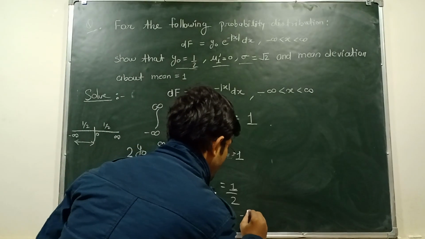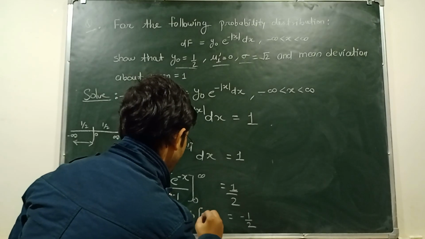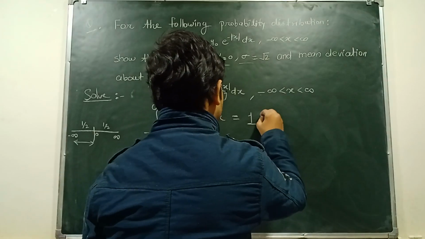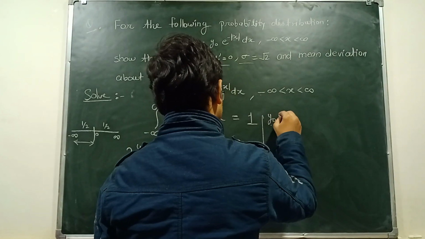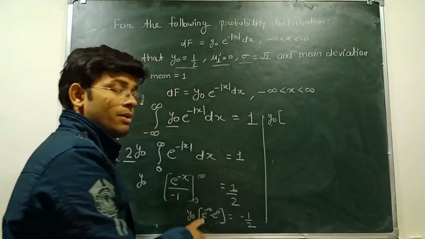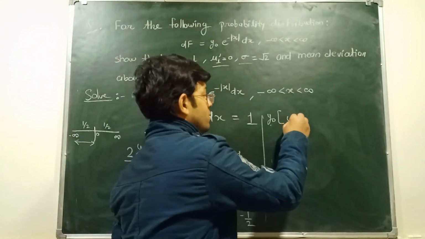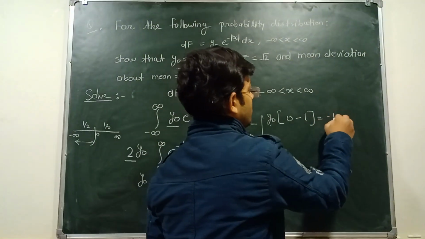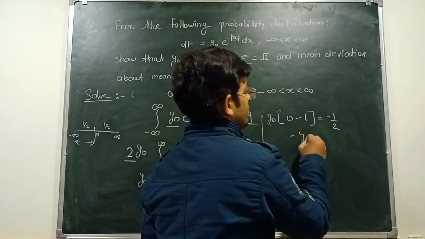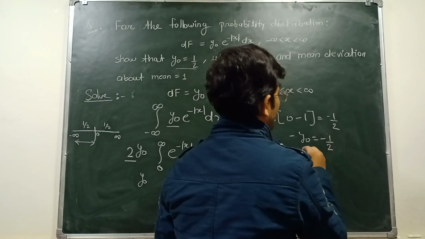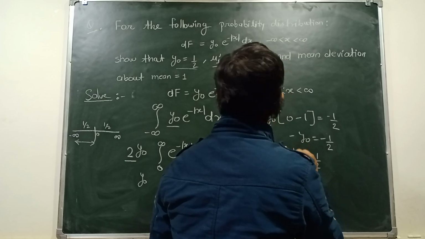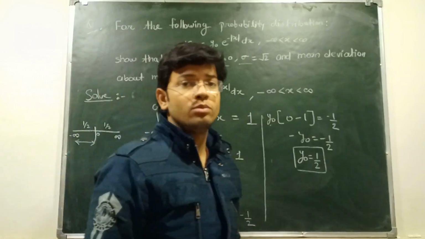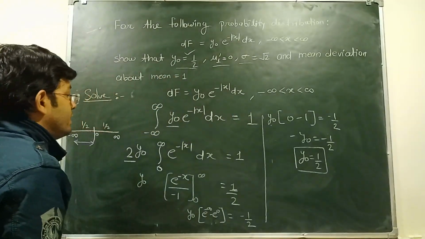So minus 1 by 2, and minus infinite minus 0, and now y0 is... e to the power minus infinite is equal to 0, and e to the power 0 means 1. So minus y0 is equal to minus 1 by 2, so the value of y0 is 1 by 2. So our first value y0 is equal to 1 by 2.